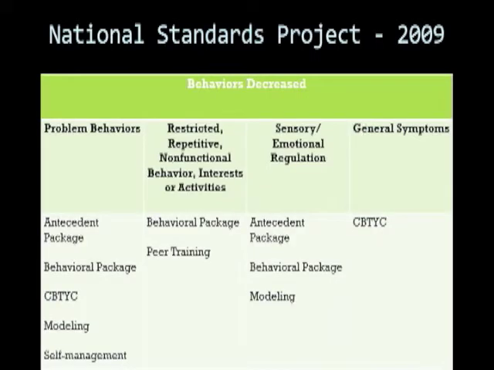And then they looked at breaking it into what you're trying to look at with behaviors. So if you're looking at problem behaviors, there are some strategies that have been proven to be effective. Then if you're looking at sensory emotional regulation, or restricted repetitive behaviors. So they really break it up nicely and show you which strategies the research has been done in these areas to show that these strategies can be effective with individuals with autism for these specific things.